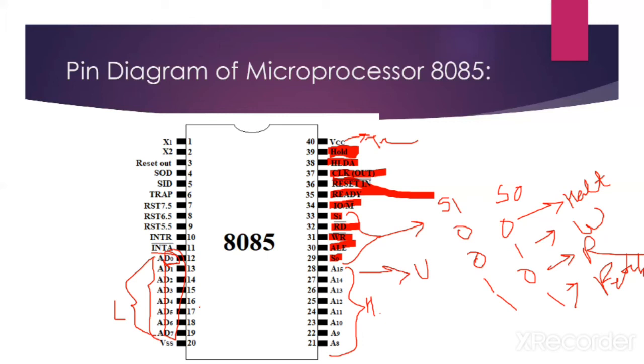Next is INTA. INTA is an abbreviation for interrupt acknowledgement. A low on INTA indicates that the processor has acknowledged an INTR interrupt.